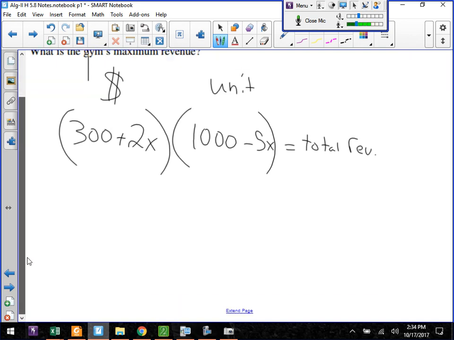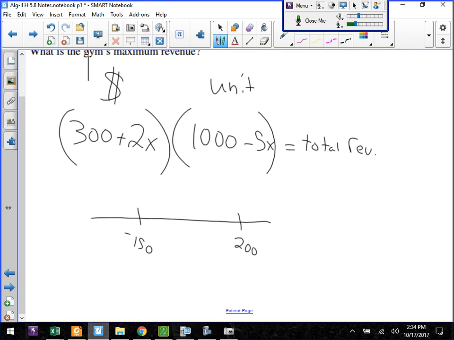Now, when you're in intercept form, you can calculate your axis of symmetry right away. You know that you have zeros. Set them both equal to 0, you get one at negative 150, and the other one would be at 200, just by setting your two terms equal to 0. From there, I get the midpoint. Well, 200 and negative 150 is 50, and half of that is 25. So the x value equaling 25 would generate your maximum.